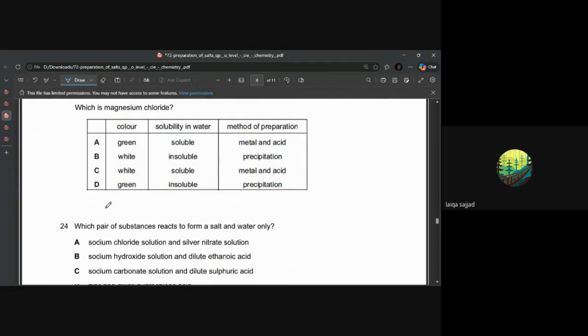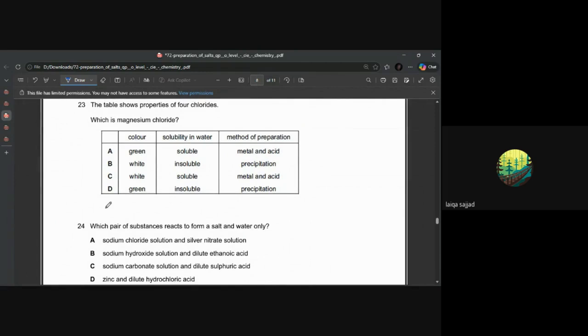Okay, then we are given that the table shows the properties of four chlorides, including magnesium chloride. You're given the color, the solubility in water, and the method of preparation as well. Which of these is magnesium chloride?